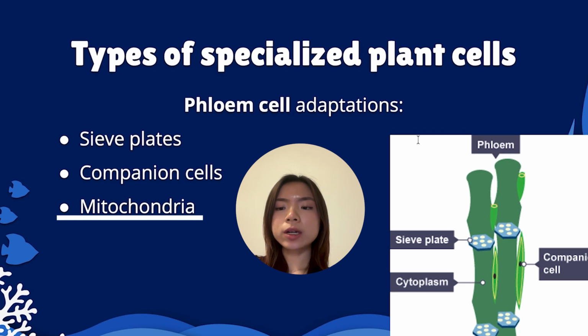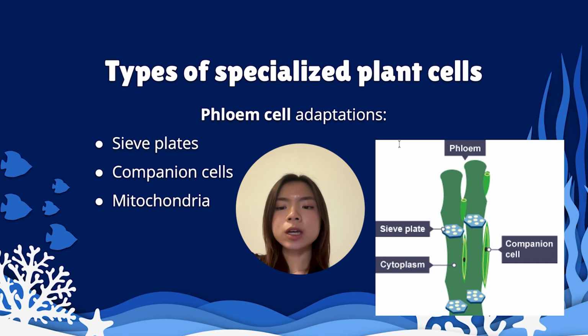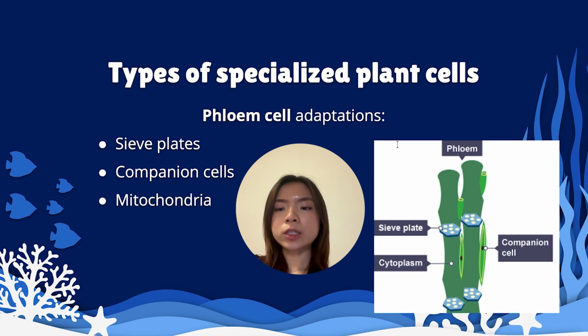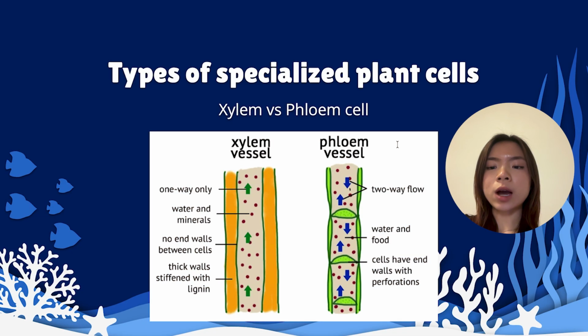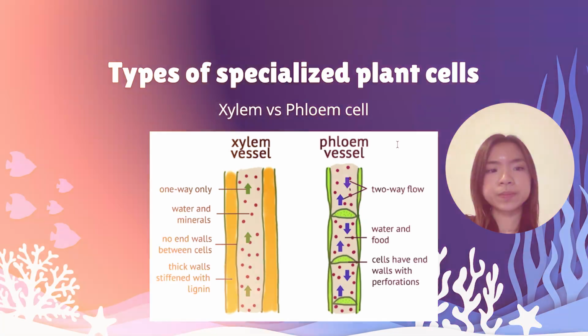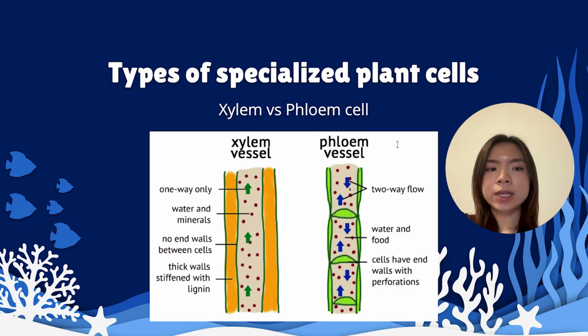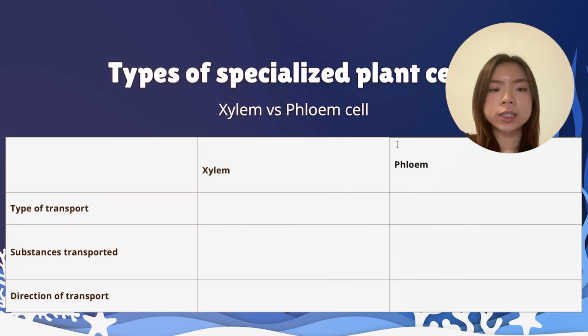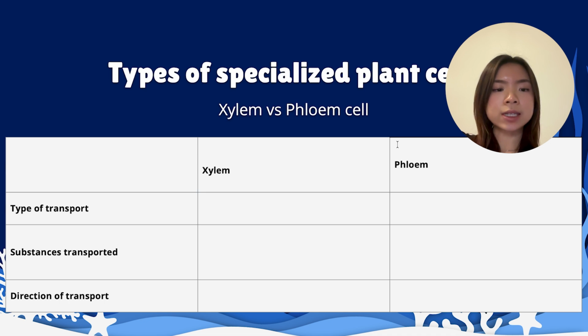The mitochondria are found in the companion cells, and similar to other cells before, mitochondria are important for production of energy, and the energy is required to move the dissolved food up and down the plant in the phloem. So here we've got a diagram that represents a side-by-side comparison of the xylem vessel and the phloem vessel. So they talk about the direction of the flow, the contents that travel, as well as the cells involved.